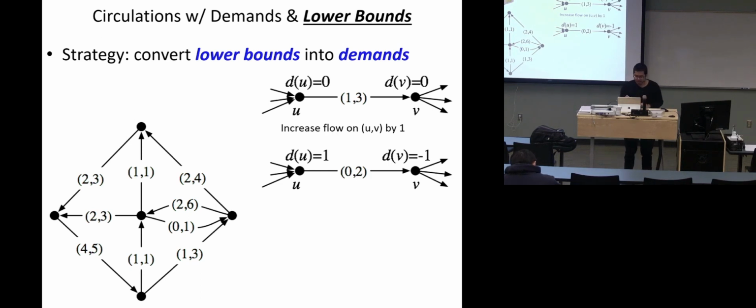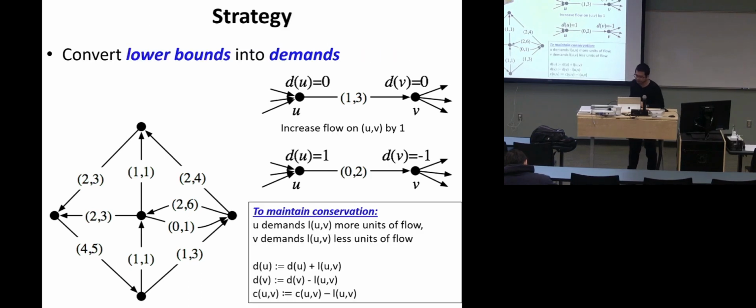For every edge with a lower bound, on one end you increase the demand, on another end you decrease the demand, and you reduce the capacity. If you can satisfy a flow after you do this operation, you will be able to satisfy the flow with the lower bound.